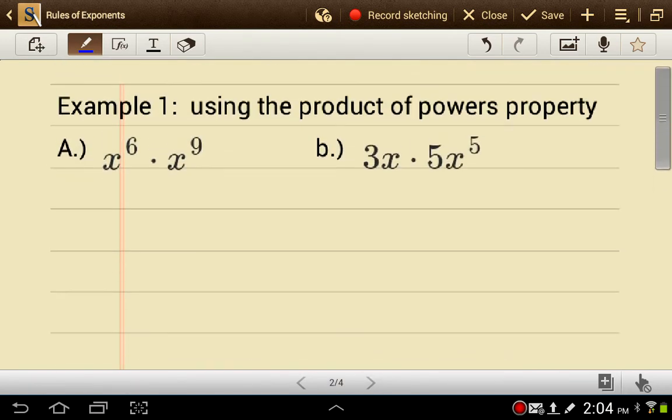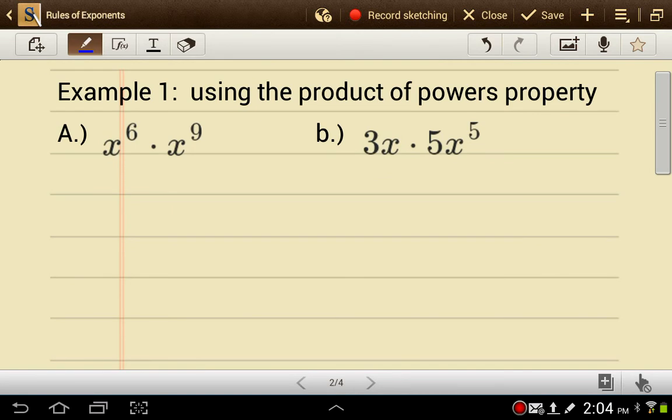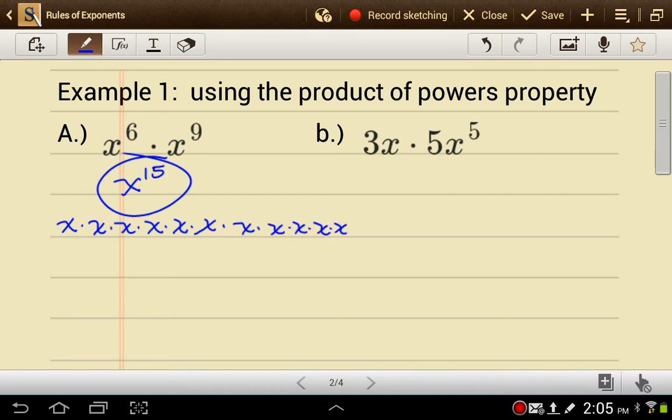Scroll up here. Okay, example 1. Using the product of powers property, which says if you're multiplying two numbers with the same base, add their exponents. So this is just x to the 15th power. If I write this out, we get x times x times x times x times x times x. There's my 6 x's, and then I'm going to add the 9 more. There's my 15 x's, so I'd get x to the 15th power.